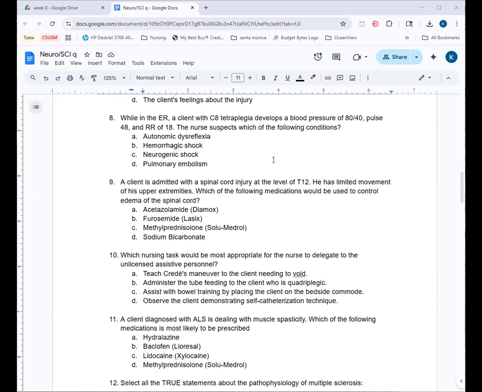All right, number 8. While in the ER, a client with C8 tetraplegia develops a blood pressure of 80/40, pulse of 48, and a respiratory rate of 18. The nurse suspects which of the following conditions?